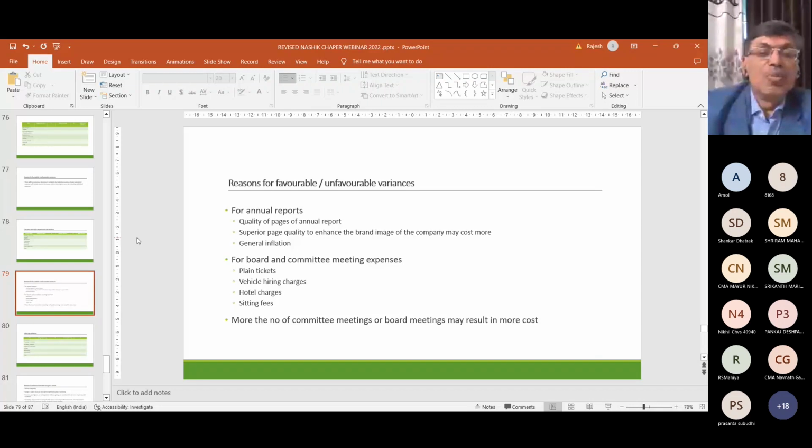For board and committee meetings, the number of board meetings envisaged in budget and the number of board meetings which might have actually taken place, train tickets, vehicle hire charges, hotel charges, sitting fees. More number of committee meetings or board meetings may result in more cost, but it is a business decision.